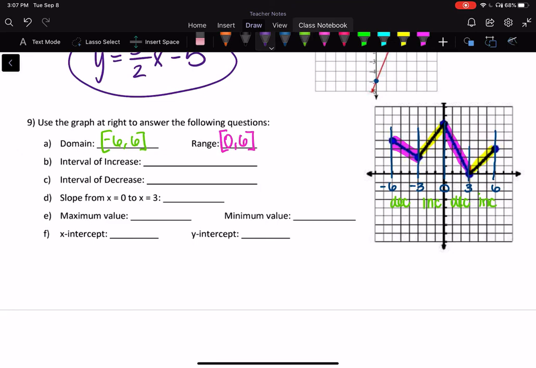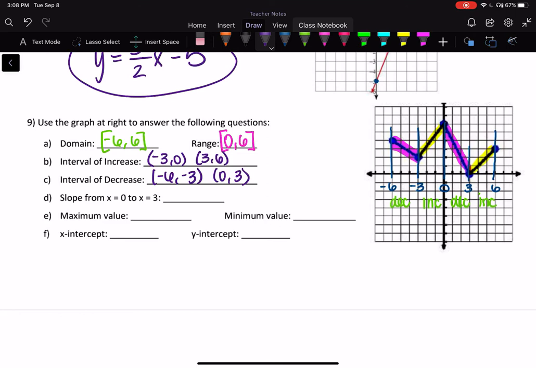So my first interval of increase is -3 to 0. My next interval of increase is from 3 to 6. And remember, every time I talk about an interval of increase or decrease, it has to be in parentheses. My first interval of decrease is from -6 to -3, and my next one is from 0 to 3. If this helps you to make these markers and label where it's going up and going down, then do it. Every little thing helps.